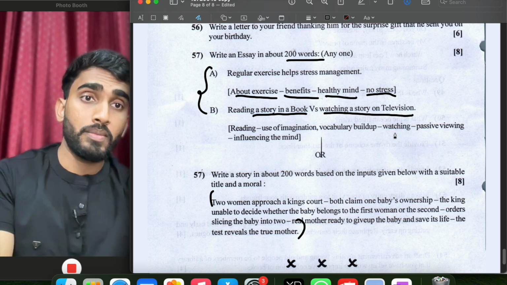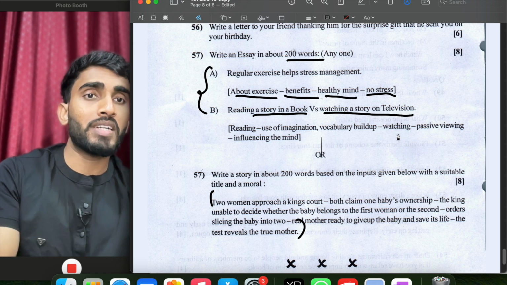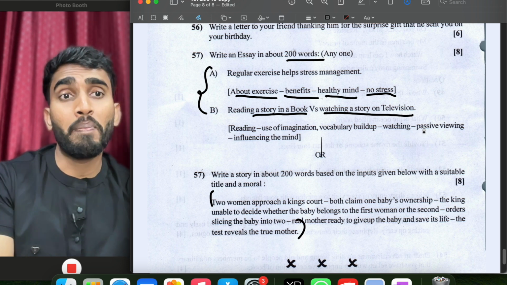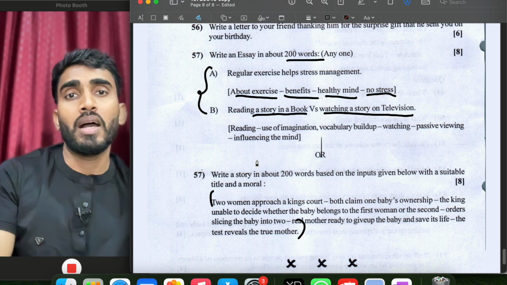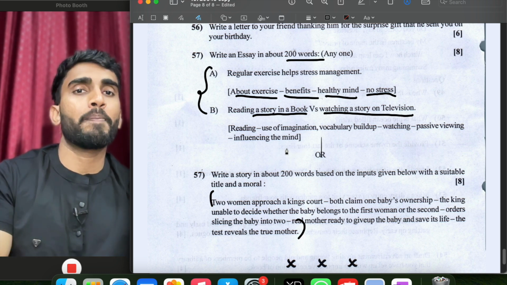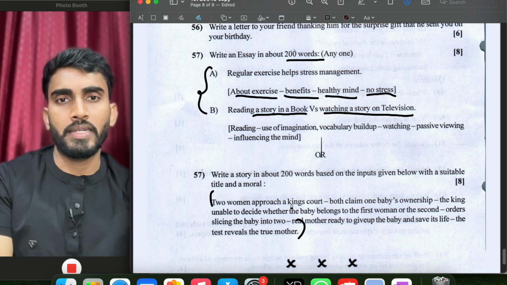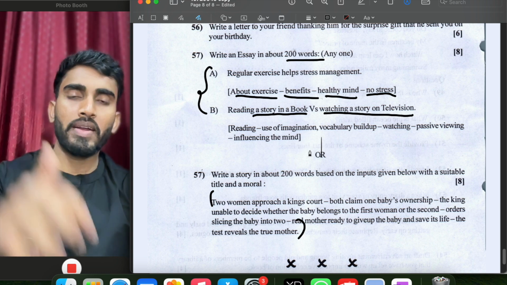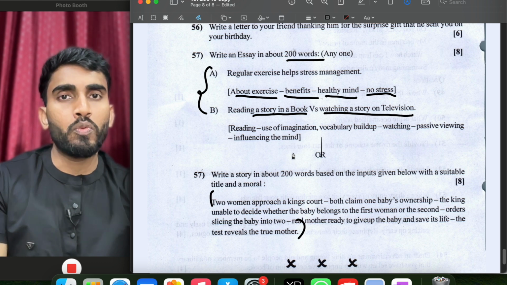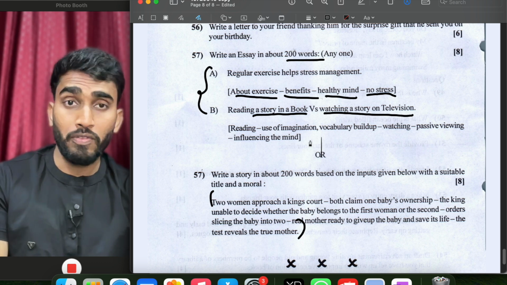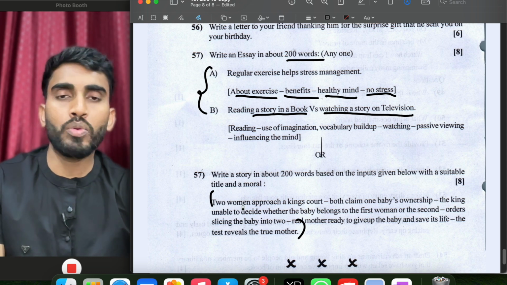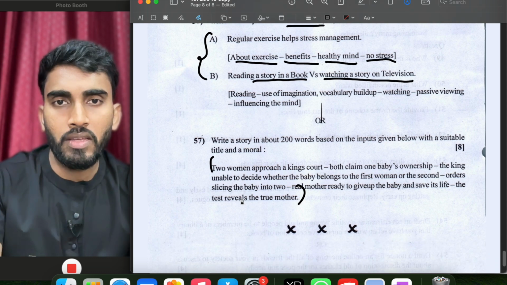But then a paragraph will start about watching a story on television, how it is passive viewing, explain it, how it influences the mind, and ultimately end it. So the thing is, use the points, think about it, and write about it. And if you don't want to attempt an essay, attempt a story. A simple story is given here.